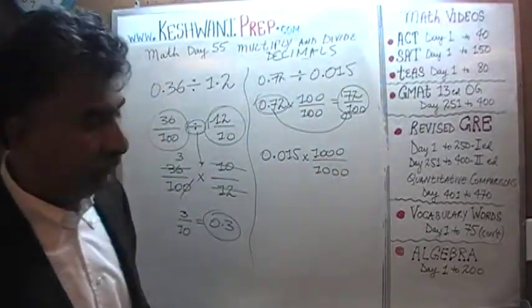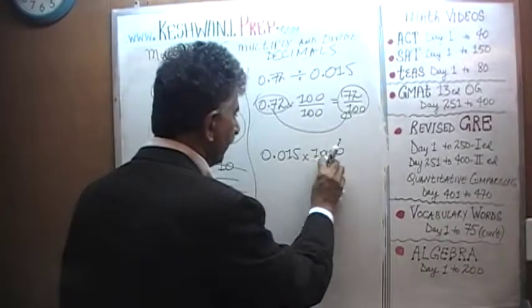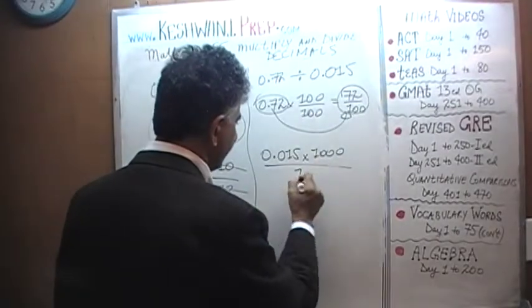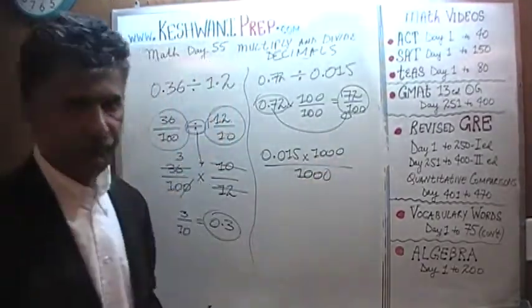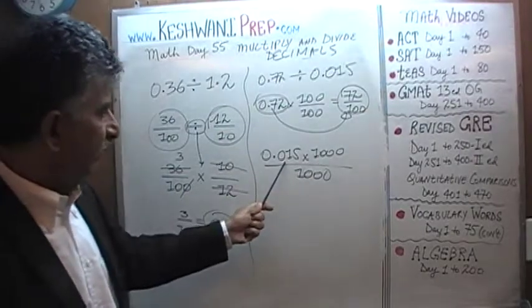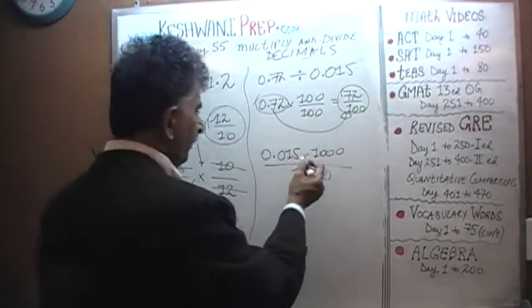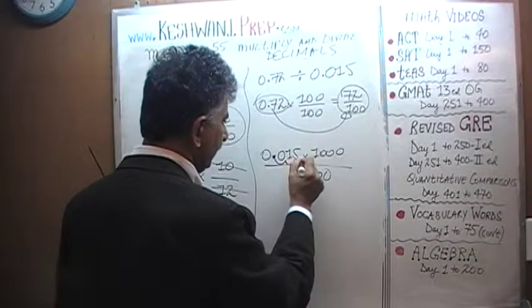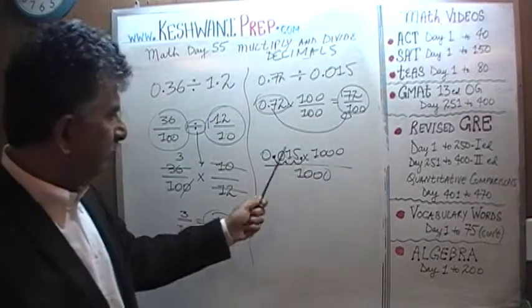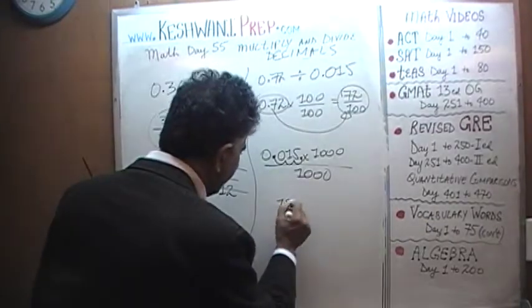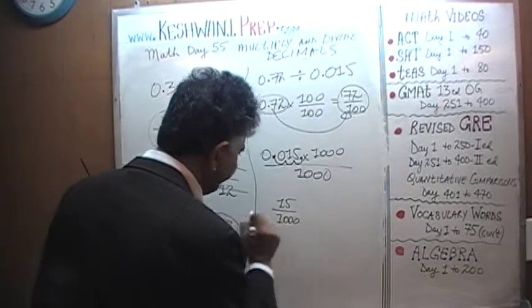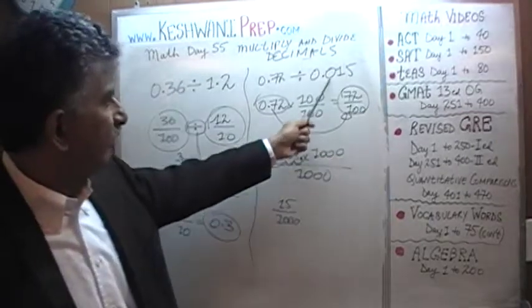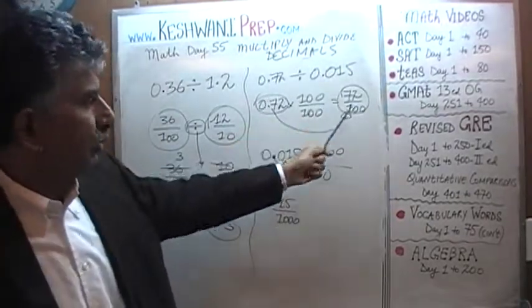We can write it like this, or if you wish, you can write it like this. 1,000, of course, is the bottom. It belongs to both of them. Now, 1,000 times 0.015, since we are multiplying it by 1,000, you're going to move the decimal 3 places, 1, 2, and 3, and the decimal place ends up here. It becomes 15. We end up with 15 over 1,000. So we know that this part is 15 over 1,000, we know this part is 72 over 100.